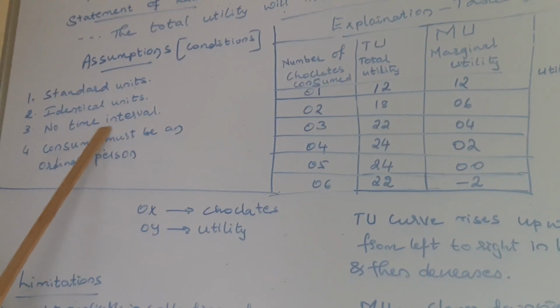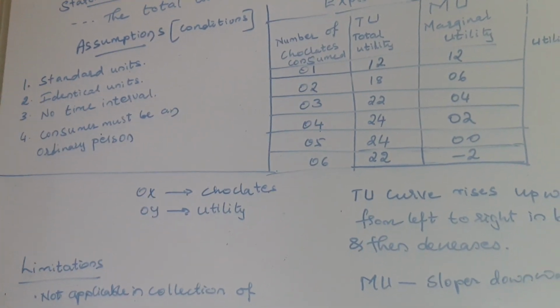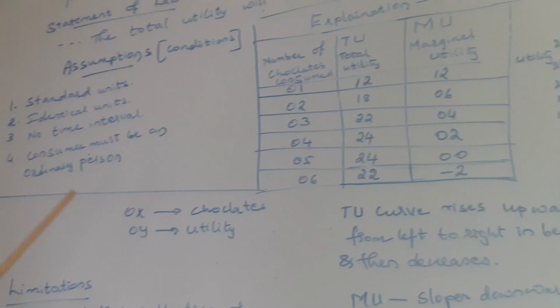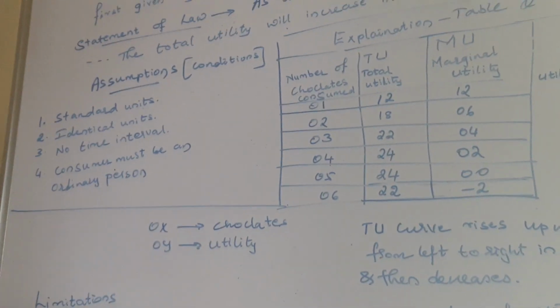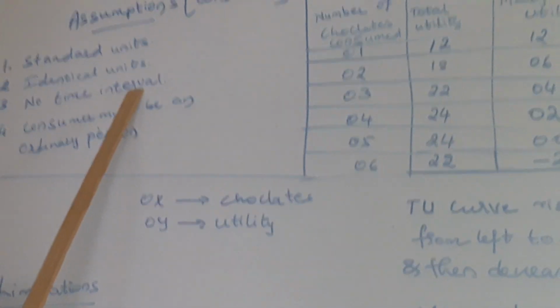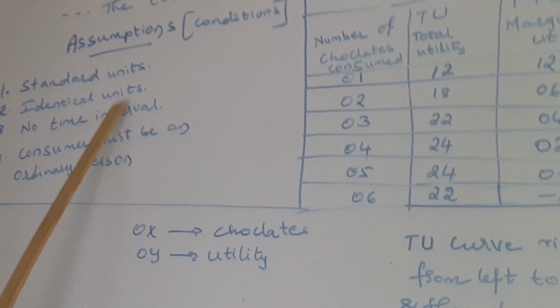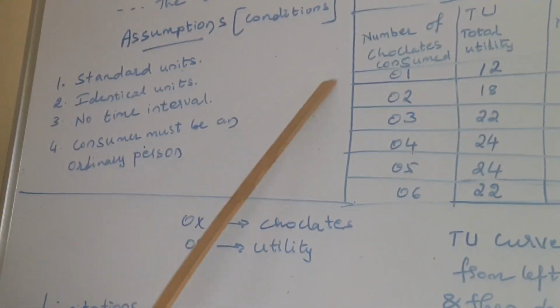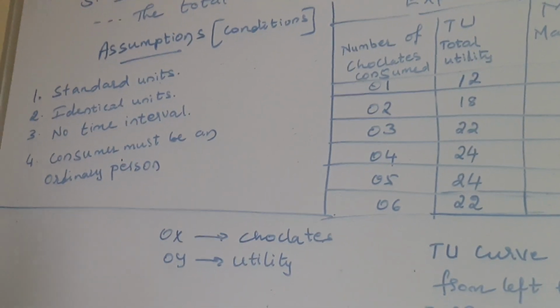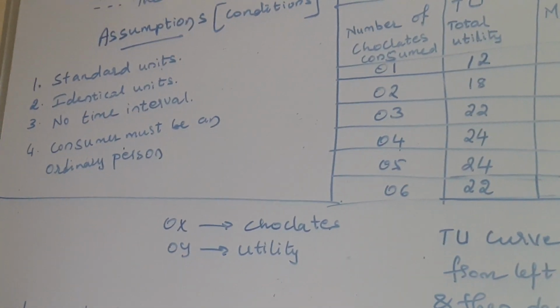No time interval. It means there should be no time gap in between the consumption of commodities. That is, a consumer should have the units continuously without any break in between the consumption. It should not be that, okay, morning I'm going to have one chocolate, afternoon I'm going to have one chocolate, evening one chocolate. That should not be like that. If you want to consume, you should consume all chocolates continuously without any break.